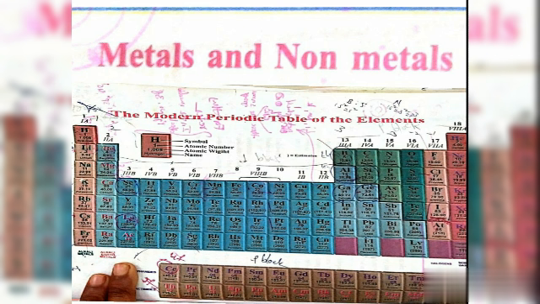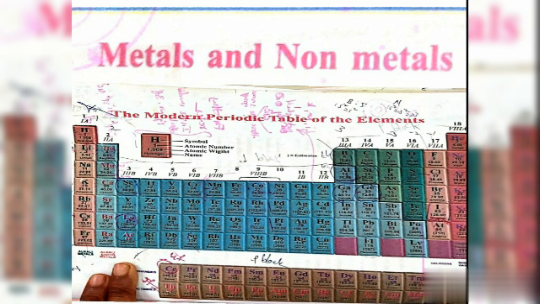D block elements, third group to 12th group, are metals and they are known as transition metals. The metallic character of D block elements decreases gradually from left to right in the periodic table.